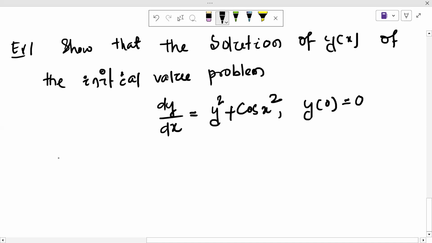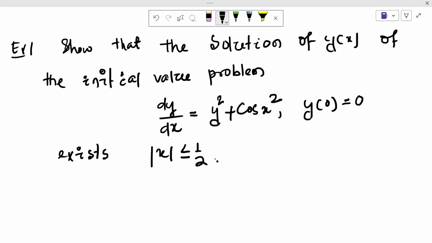Exists for modulus of x less than or equal to 1 by 2. This is our problem. So what do you understand from this problem? dy by dx is given, that is also f of x, y that you have considered. So what are the given parts we can choose? What is the given part here?